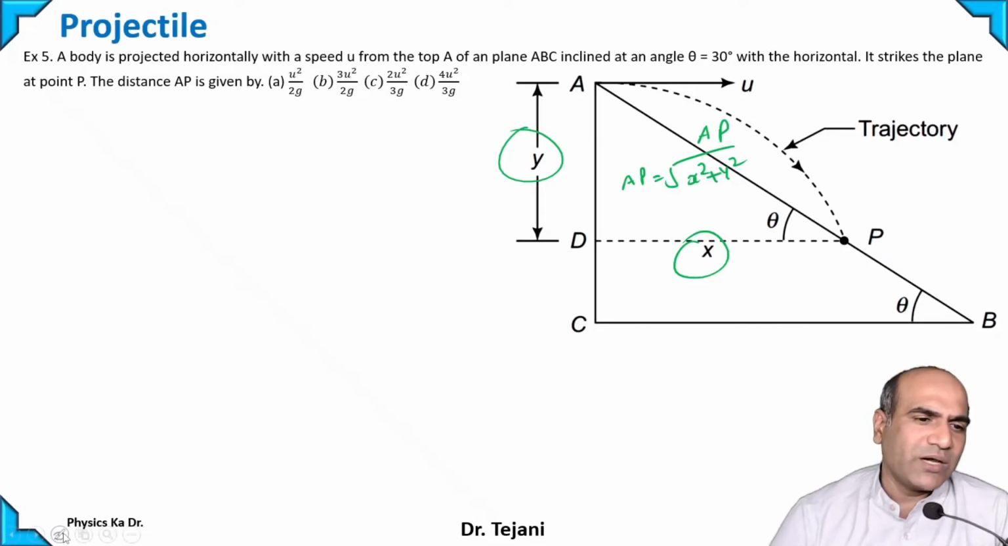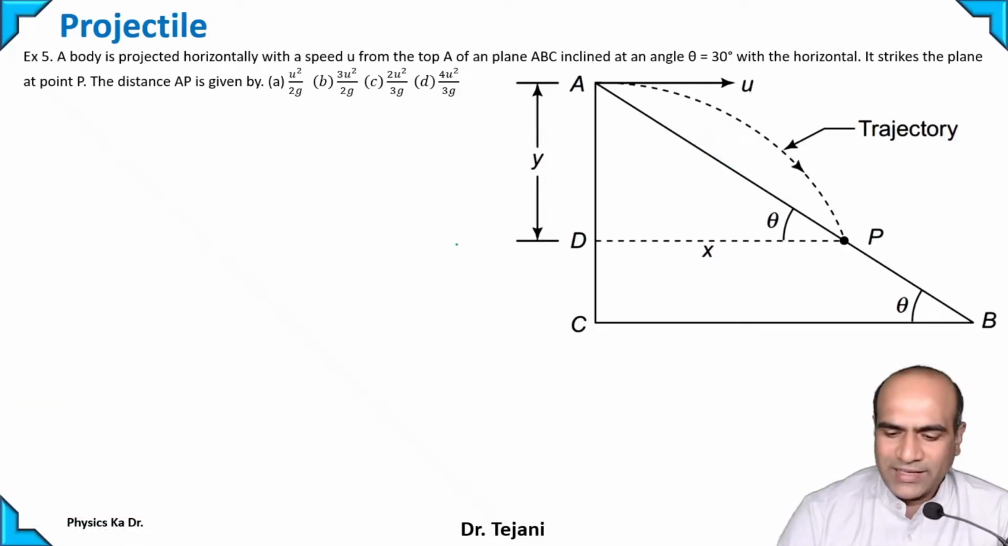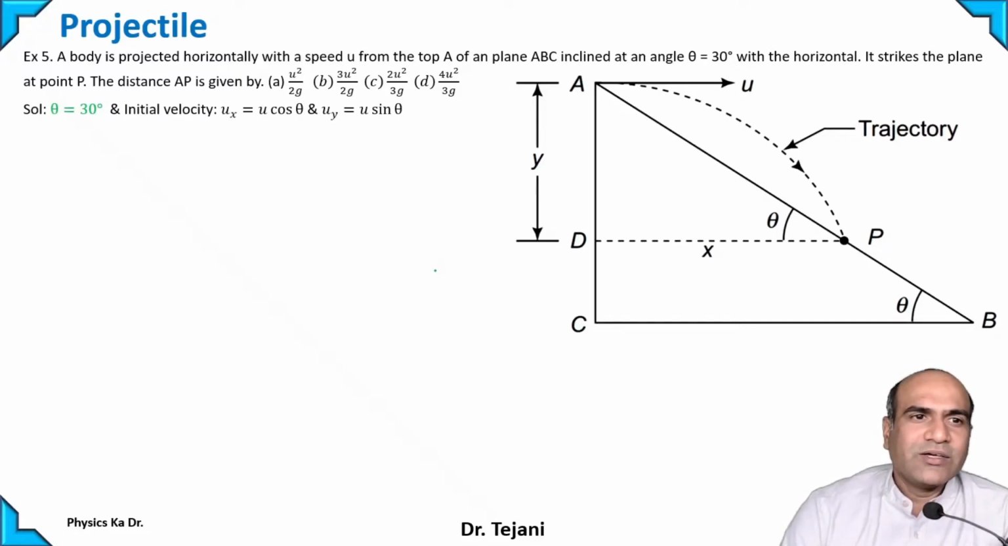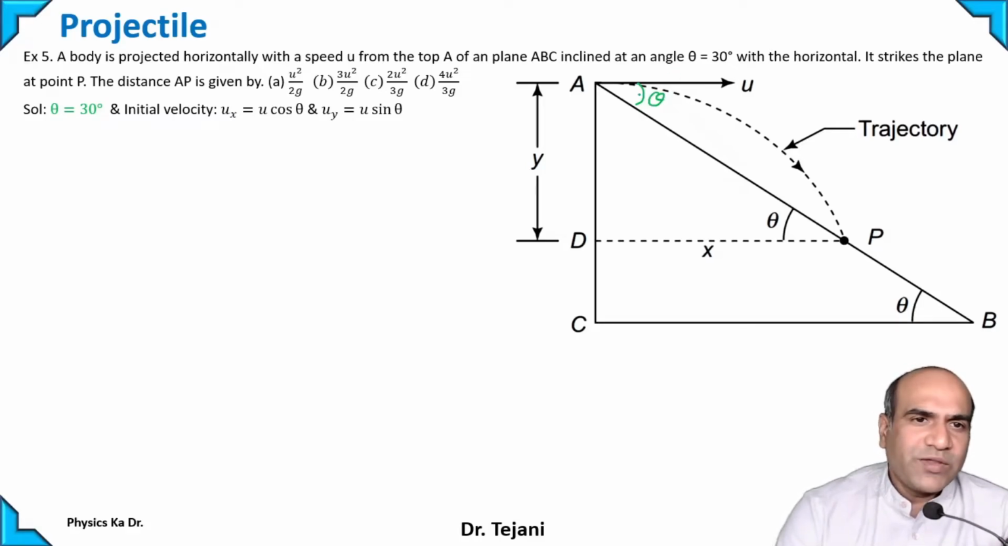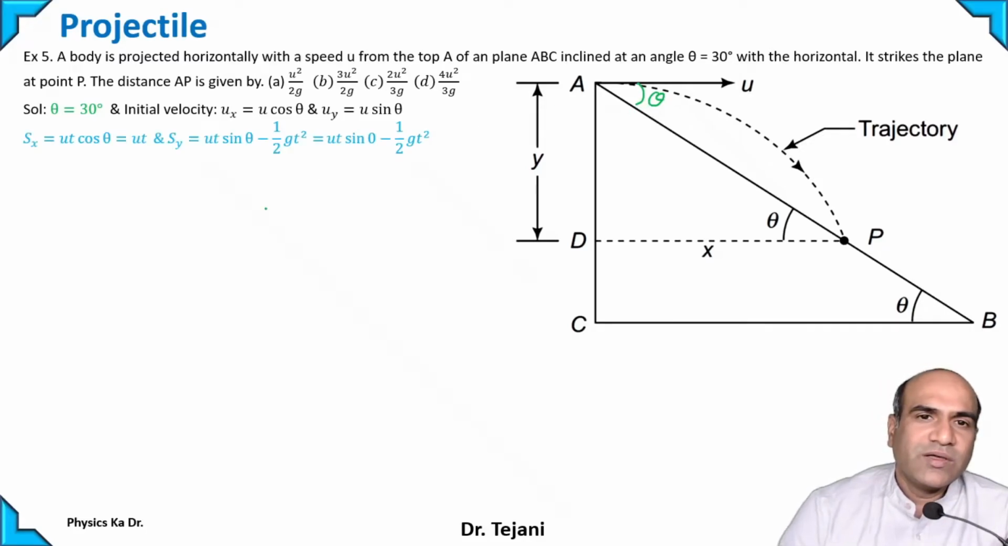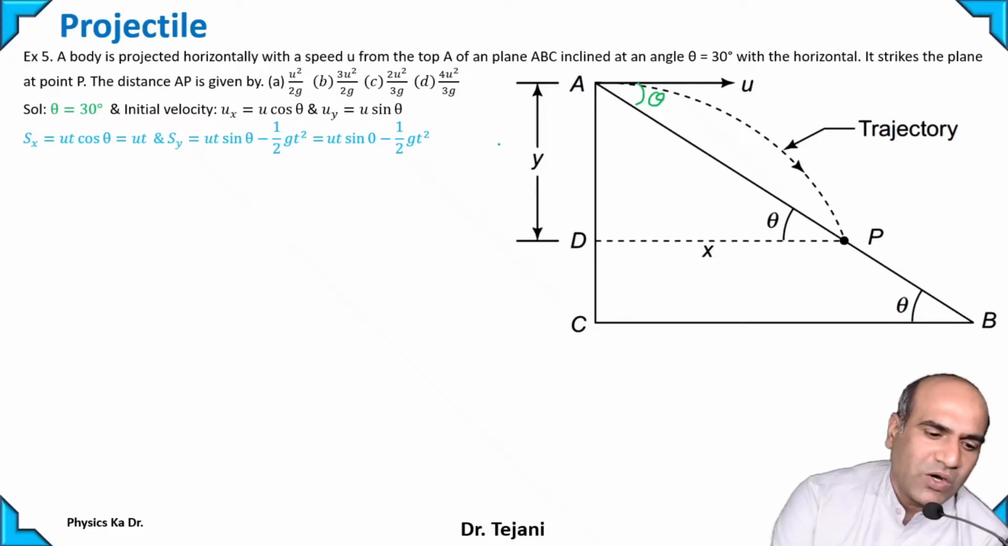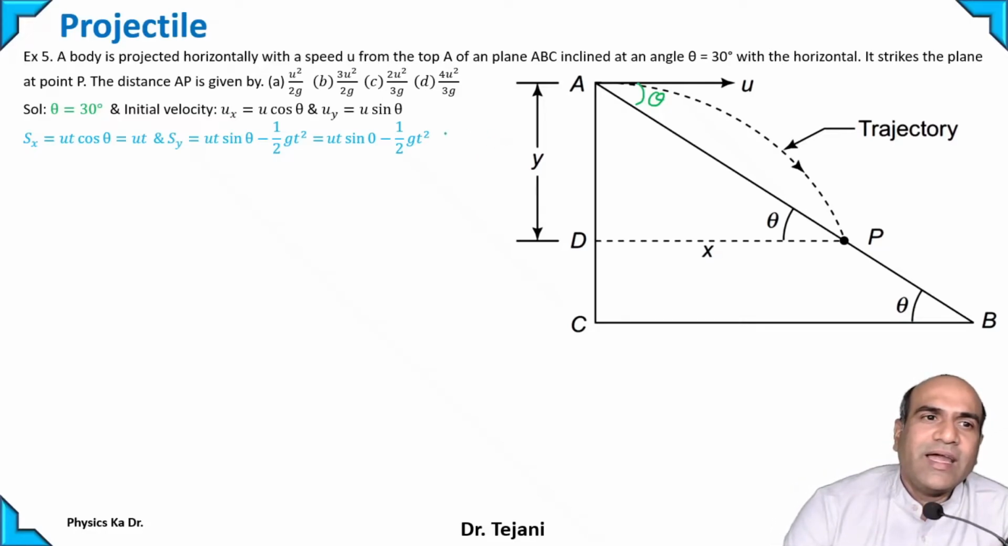Ultimately, we just need to have the x and y component of this movement. So theta is given 30 degree for the angle. If this theta is 30 degrees, then ultimately that theta is also 30 degree. So we know that initially ux is equal to u cos theta, uy is equal to u sin theta. We know this terminology. So for the distance travelled, we know that sx is equal to ut cos theta.